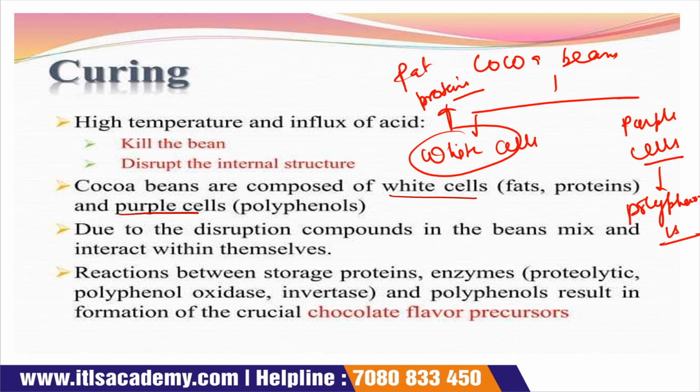Okay. Now, due to the disruption of compounds in the beans, they mix and interact with themselves. There is a reaction between storage protein, enzyme, and polyphenol, which results in the formation of the crucial chocolate flavor. Okay, the stored protein and the enzyme react with the polyphenol, and this reaction results in the formation of the crucial chocolate flavor.